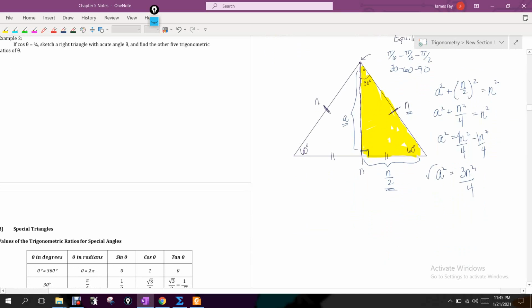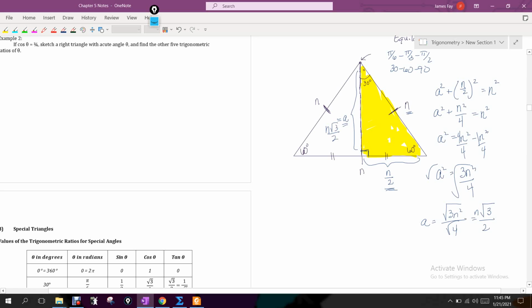Square root both sides to get A. When I square root both sides, I can put the top in its own radical and the bottom in its own radical. So I get radical 3 up top. The n came out, so the square root of n squared just gives you n, and then I have 2 on the bottom. So A ends up being n radical 3 over 2.